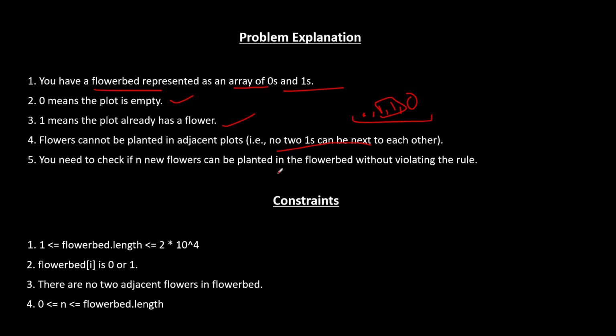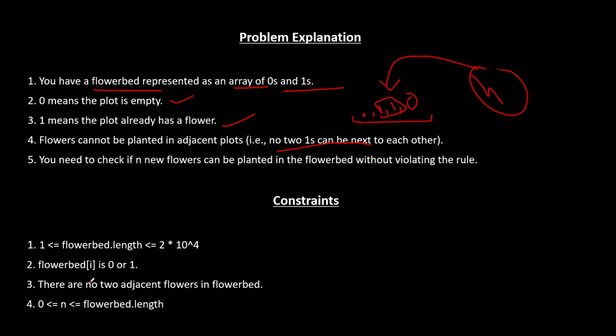violating the rule. So we have been given an array consisting of zeros and ones, and one means the place is already filled. Zero means the plot is empty, and we are given a value n, which means that we have to plant that n number of plants into the array if it is possible or not.